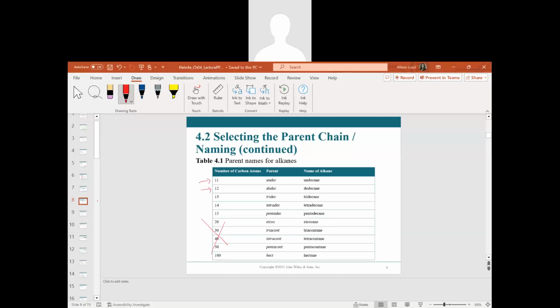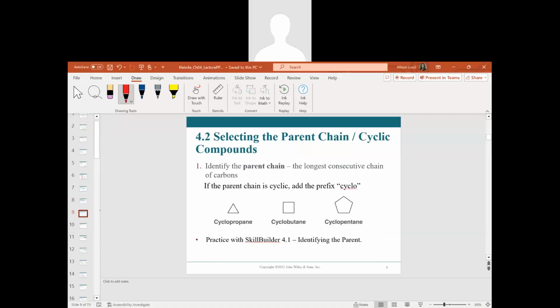We'll review in the next video what bicyclics are. It's just 2 cyclic structures, 2 rings fused together. So knowing undecane and dodecane aren't the worst idea, but definitely know the first 10.